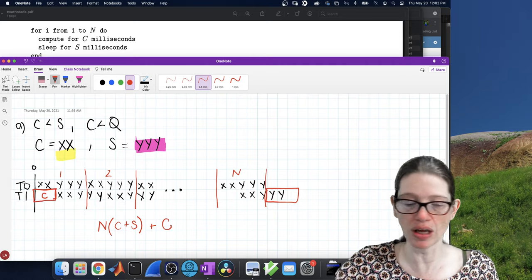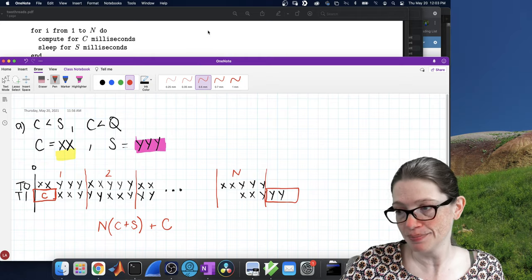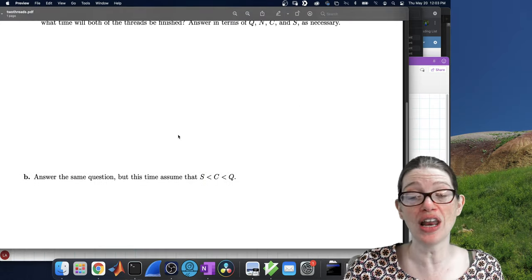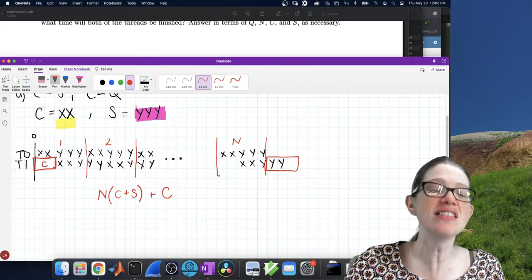Sorry, my pen keeps falling apart. All right, so that's part A. Part B is a little different. It's the same question, but now S is less than C, but C is still less than Q.